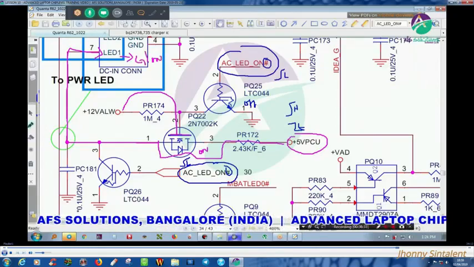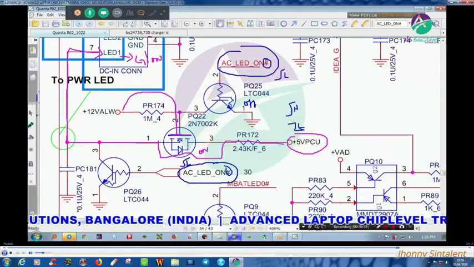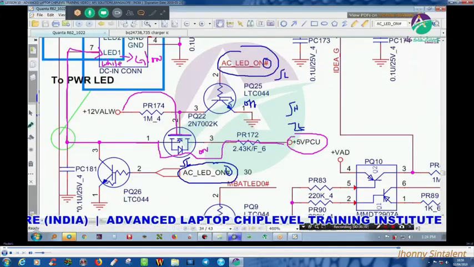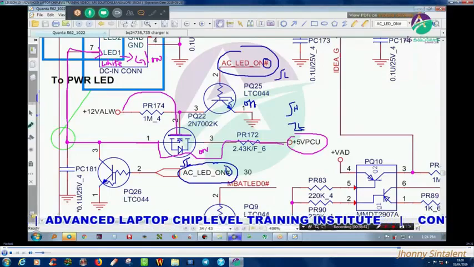Okay, and what is this LED? It is a white LED, white color. Okay, it is a white color. Understood?